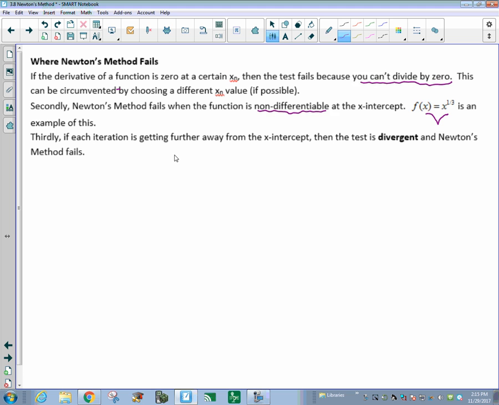And then the third time it doesn't work is if the test is divergent, which basically means that as you pick x values, if you're looking at a graph and you got something that looks like this and you pick an x sub 1 here, and then you get x sub 2 there, great, and then x sub 3 ends up out here, and x sub 4 moves out there, and you slowly get further and further away from the actual value that you want, that would be a divergent one, and that's another place this test fails.